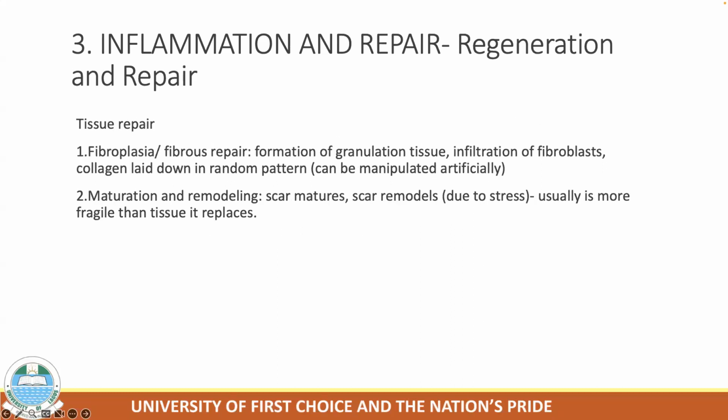Okay, so let's talk about tissue repair. Tissue repair can come about in two stages. First, you have the fibrous repair. That's where fibrin is laid on to enable return of function and healing. And then there's maturation and remodeling. So during fibroplasia, or fibrous repair, there's formation of granulation tissue. Granulation just means repair tissue, or growth tissue.